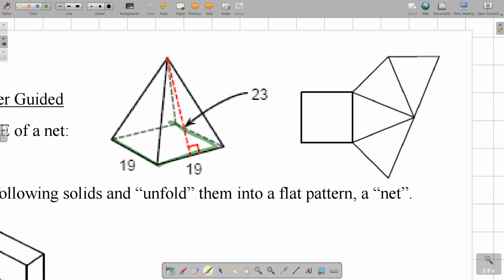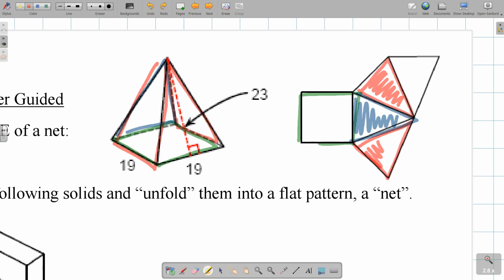So we have the square base, and then we have the triangle attached to it in the back, laid flat. And then we have the triangle to the left and right of that, laid flat. And then the triangle down the front face, laid flat. So by taking and folding flat the shapes that make up a solid, that's what we call a net.